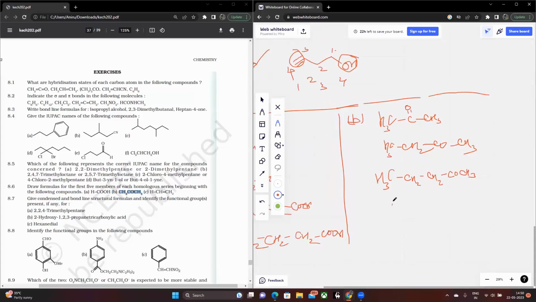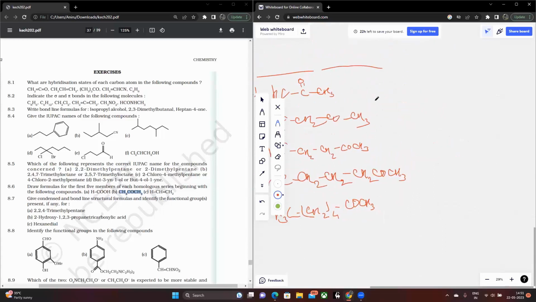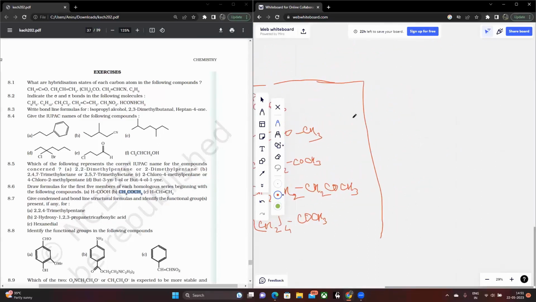The next is hexane-2-one, CH3, CH2, CH2, CH2, CO, CH3. See that there are 1, 2, 3, 4, 5, 6 carbons over here. And finally, it's heptane-2-one: CH3, CH2 4 times, then CO, CH3. This is a condensed formula because I'm not writing CH2 four times; it is just a waste of time. Members of the homologous series of ketones.